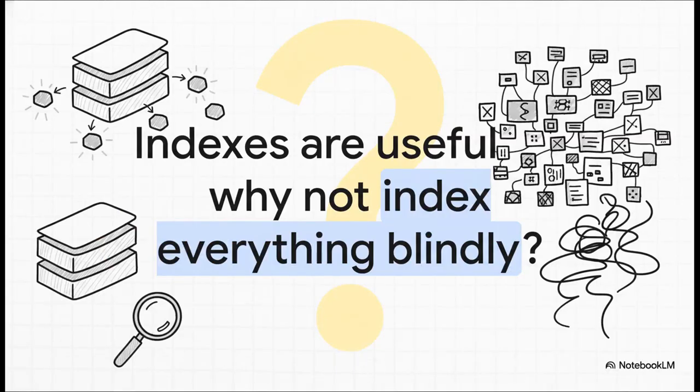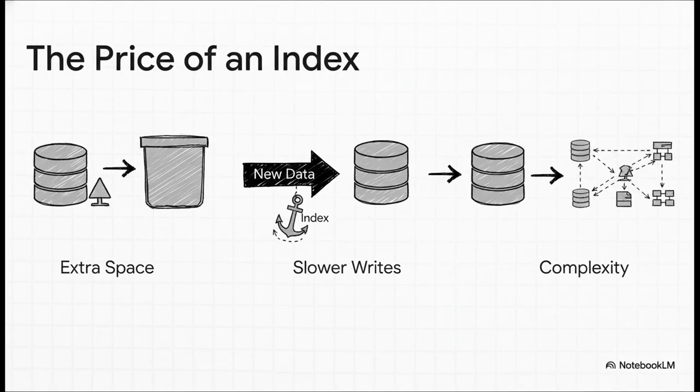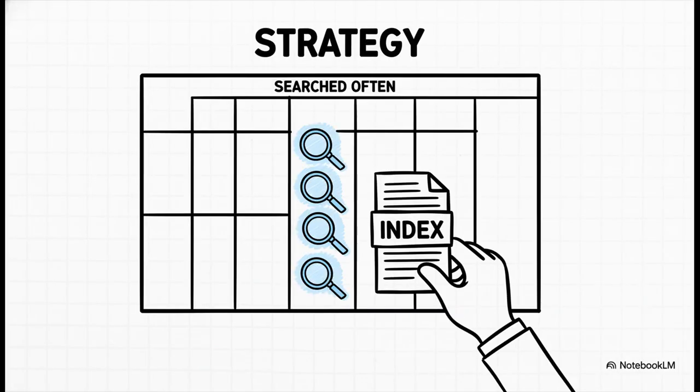This seems amazing, right? So why not just put an index on absolutely everything? Well, there's a catch. Indexes aren't free. They take up space and can slow down updates. So the trick is to be smart about it. You only index the stuff people search for a lot.